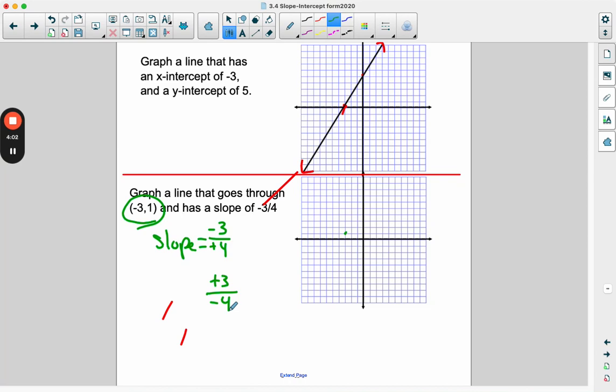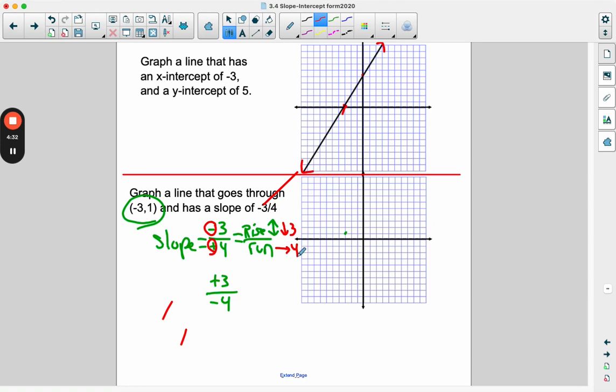Also keep in mind what we learned about slope. The definition of slope is that slope is rise over run. So if we think of slope as being a rise over run, our numerator is our rise, which means our vertical change up and down. Well, if we have a rise that is -3, that means it goes down 3. And if the run is +4, that means we go to the right 4.